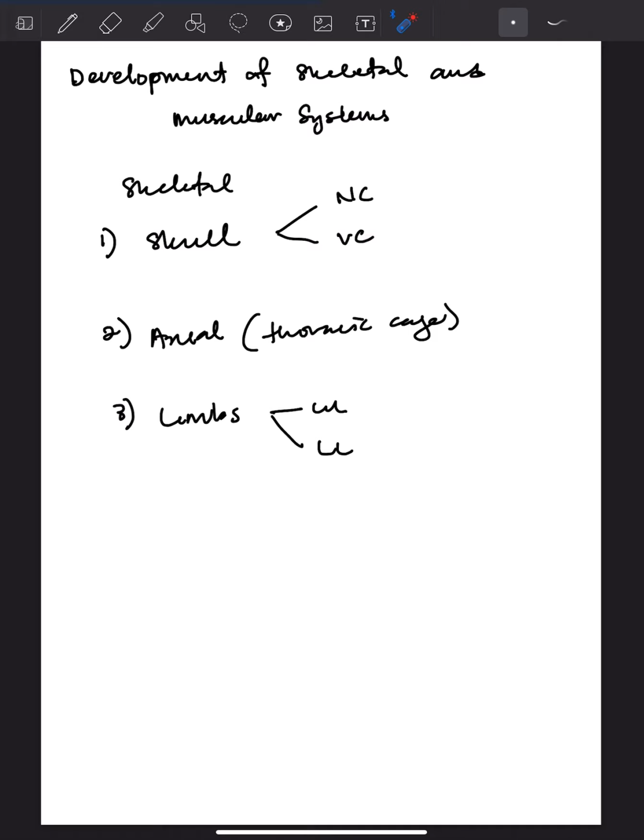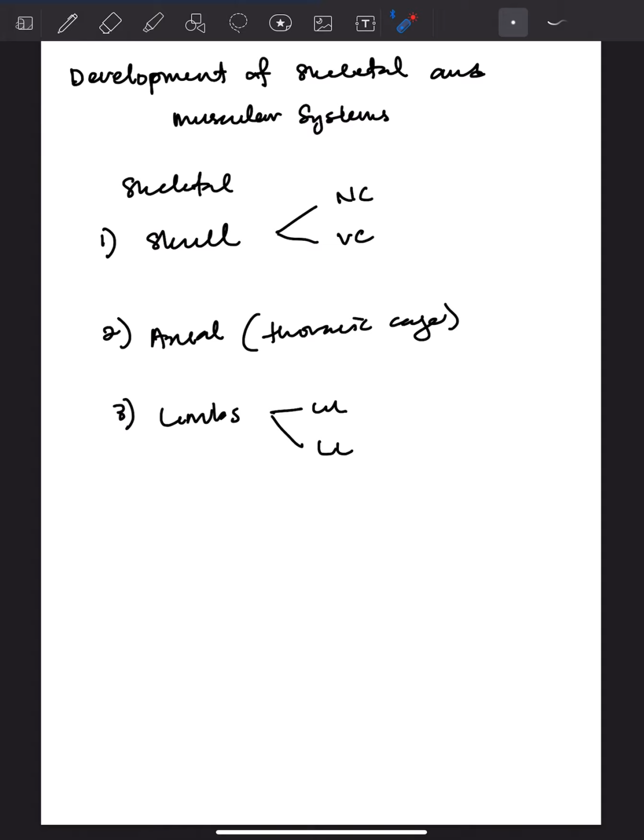And then we're going to look at how the axial skeleton will be developed. With axial skeleton, mostly we're going to talk about the thoracic cage. So that includes the vertebra, the ribs, as well as the sternum. And then lastly we'll be looking at the limbs, the upper limb and lower limb, and how we go from just having a limb bud to forming our long upper limbs and long lower limbs.